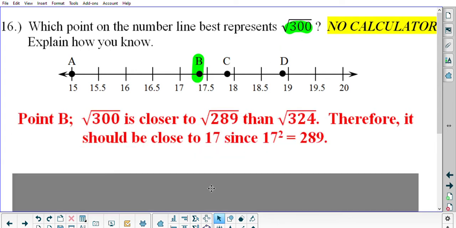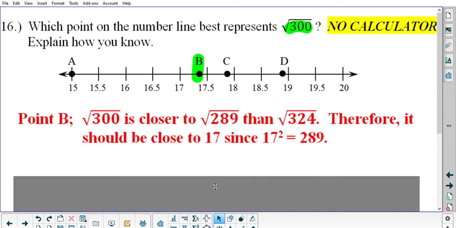And so that's what you should have explained. The answer is choice B. The square root of 300 is closer to the square root of 289 than it would be to the square root of 324. Therefore, it should be close to 17 for that answer, since 17 squared is 289. That's why choice B is the best answer, not choice C. Choice C is close, but choice B is the better answer in this situation.